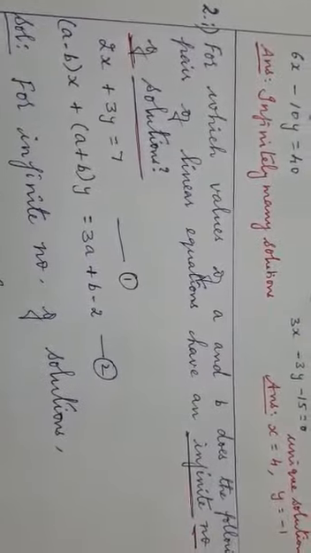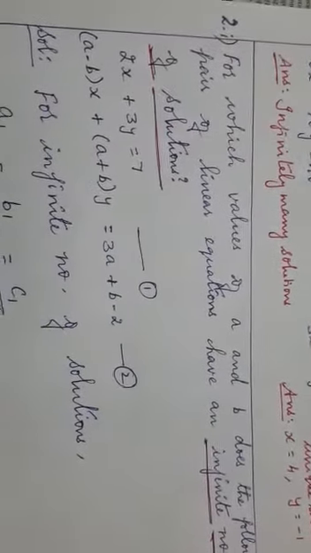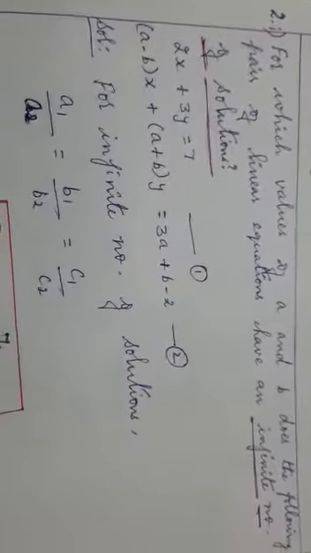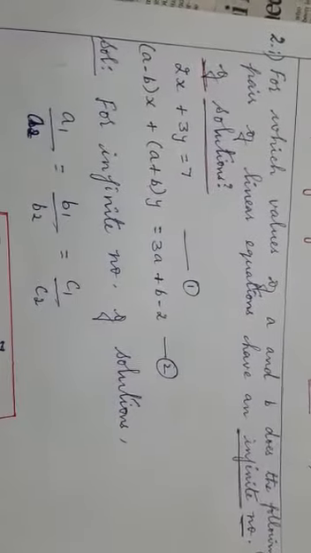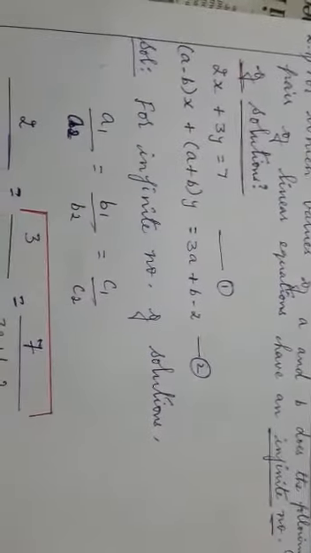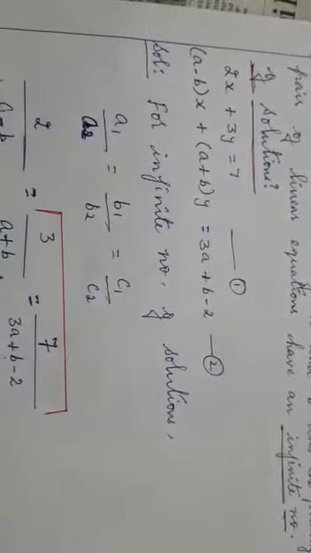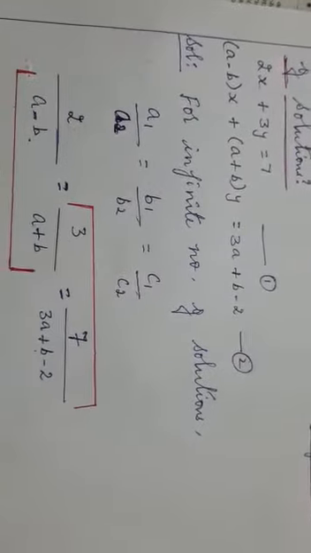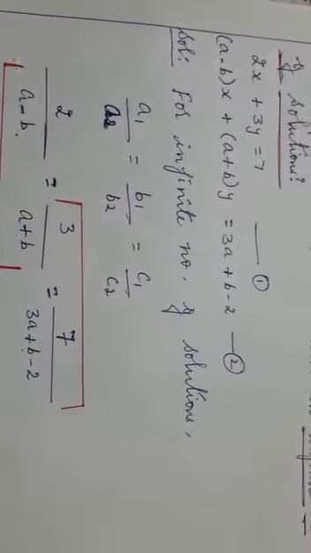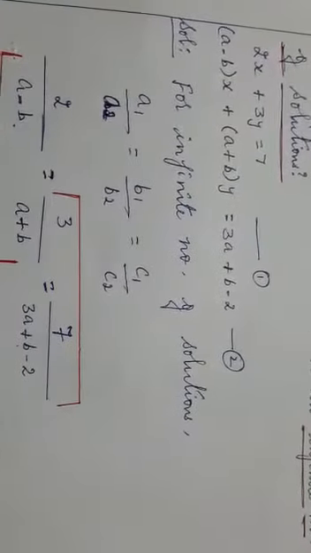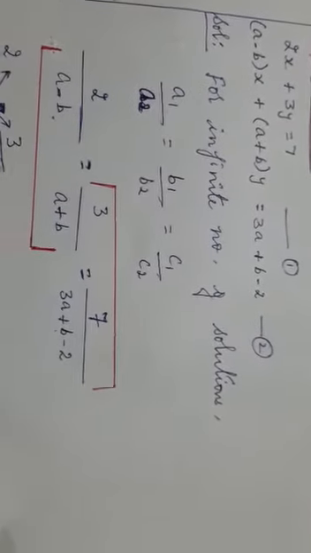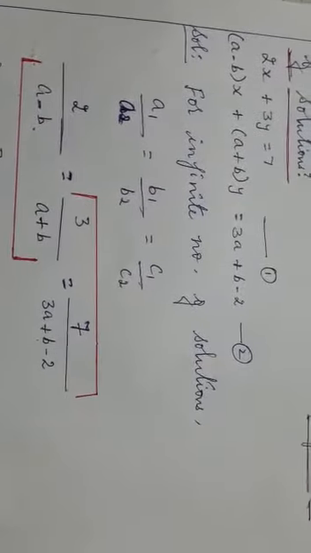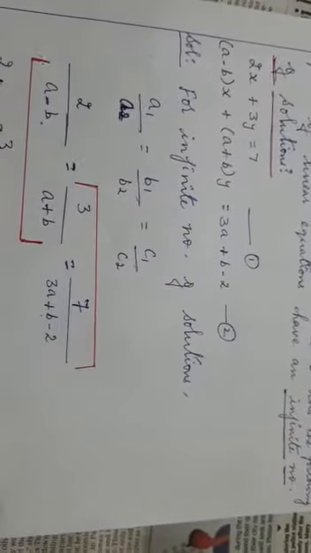We have two equations. In that, for an infinite number of solutions, the condition is a1 by a2 is equal to b1 by b2 is equal to c1 by c2. So now you know very well, here a1 is 2 and a2 is a minus b. So 2 by a minus b. Next 3y: 3 is b1 and a plus b is b2. 3 by a plus b is equal to 7 by 3a plus b minus 2.